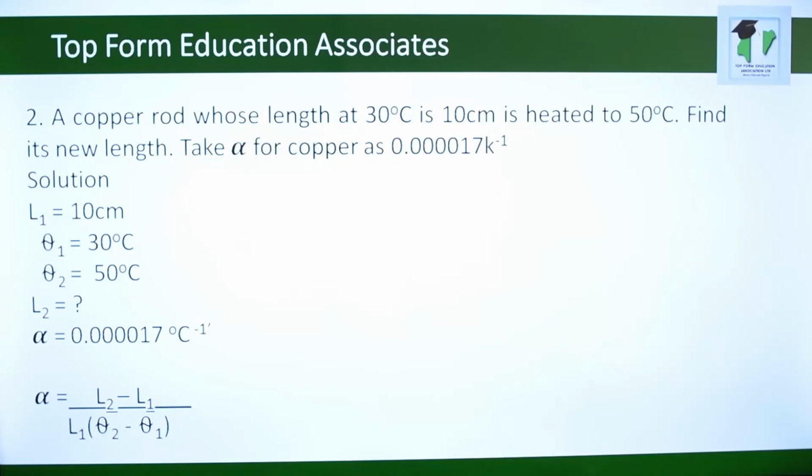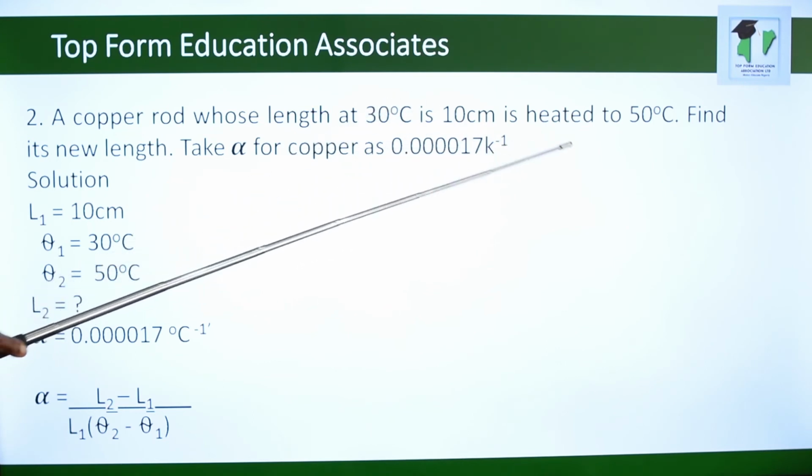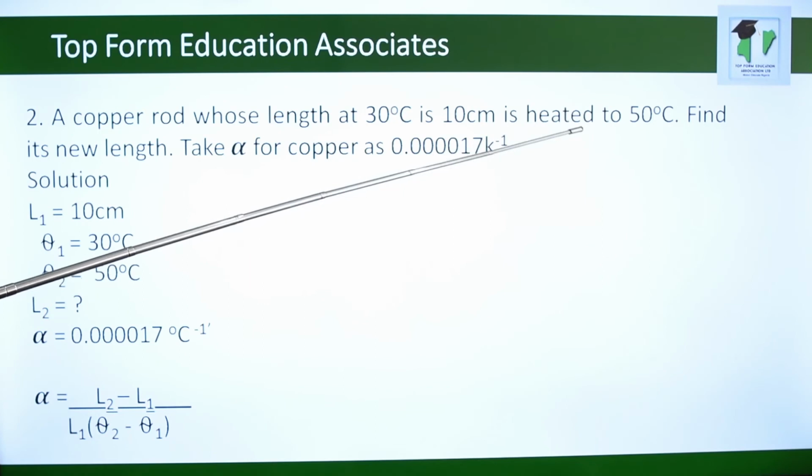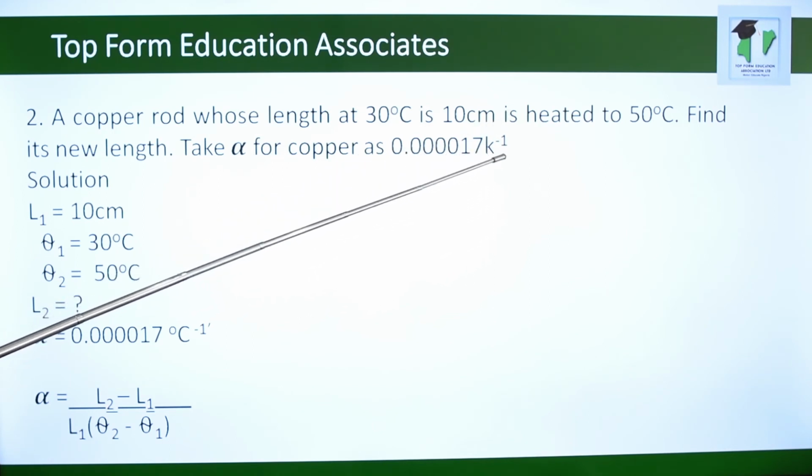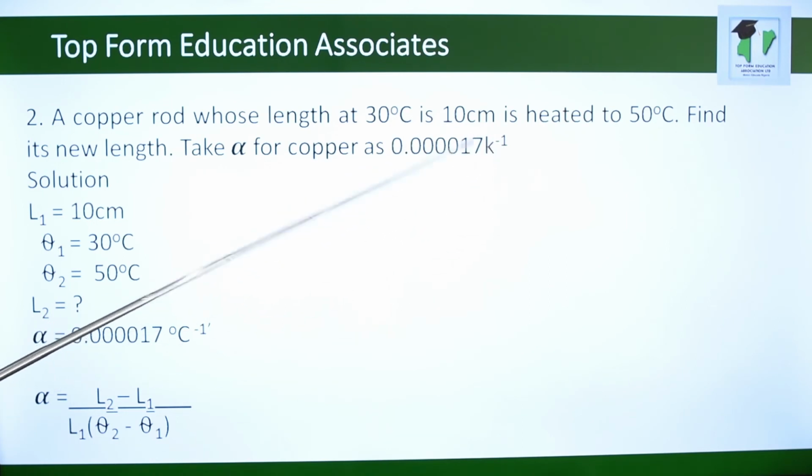Example 2. A copper rod whose length at 30 degrees Celsius is 10 cm. That's the initial length, and the initial temperature is this. It's heated to 50 degrees Celsius, so the final temperature, theta 2, is 50 degrees Celsius. Find its new length. Take alpha for copper as 0.000017 per Kelvin. That's the SI unit of linear expansivity.